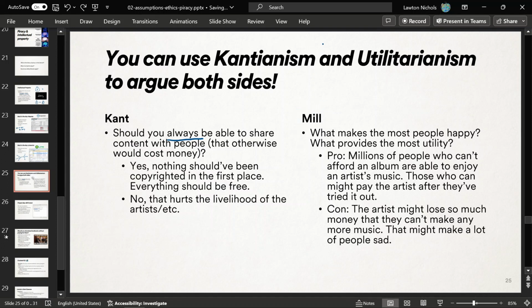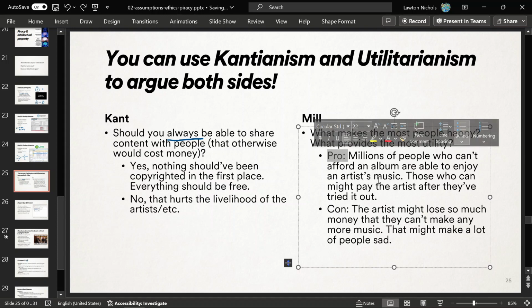So Mill, a utilitarian, would be asking questions about what provides the greatest good to the greatest number of people. What's going to give the most people happiness? What's going to provide the most utility to all the universe at once? Okay, you got to consider everybody, not just you. And so again, it's usually a pro-con list with utilitarianism.